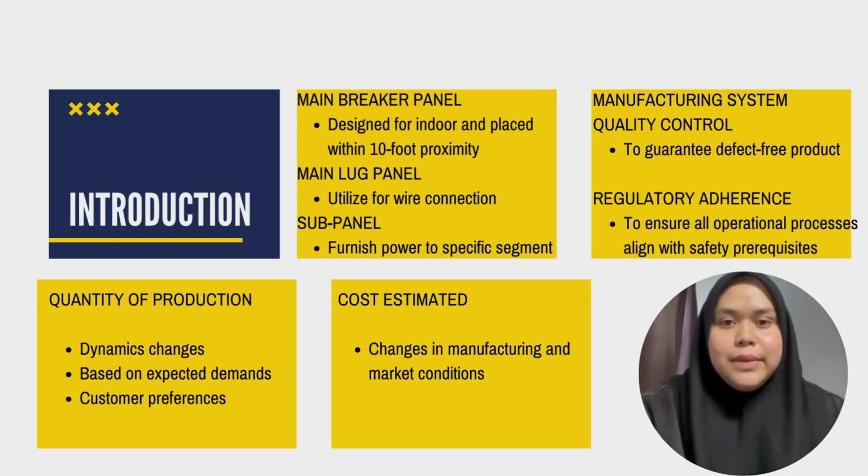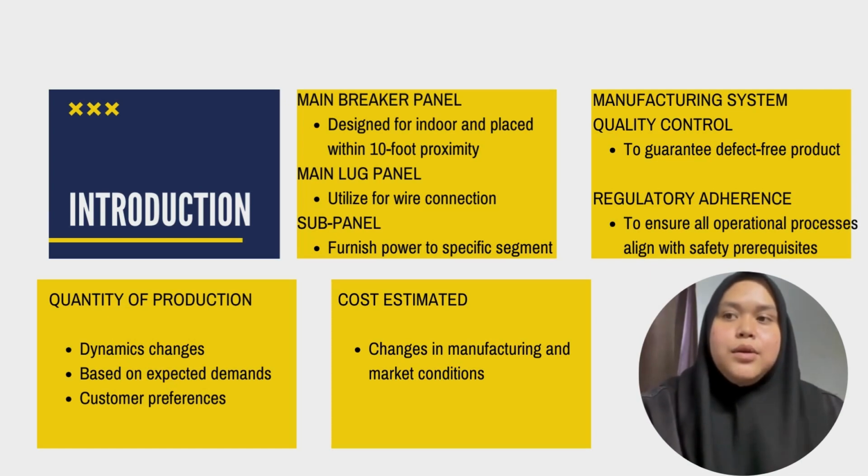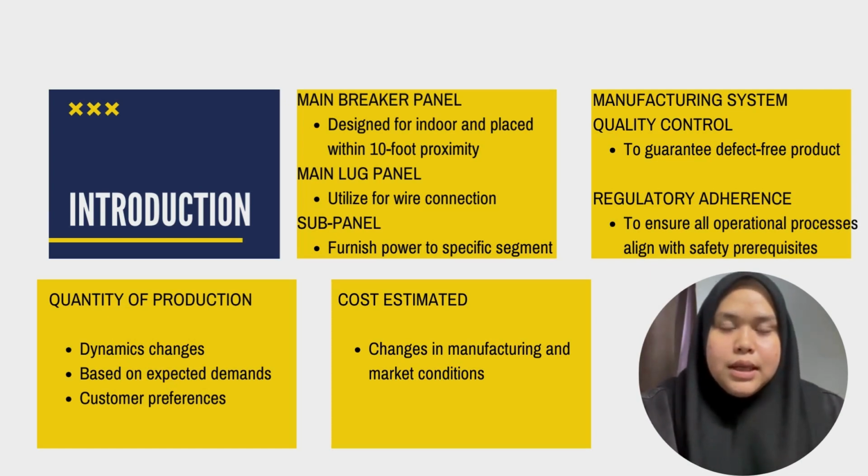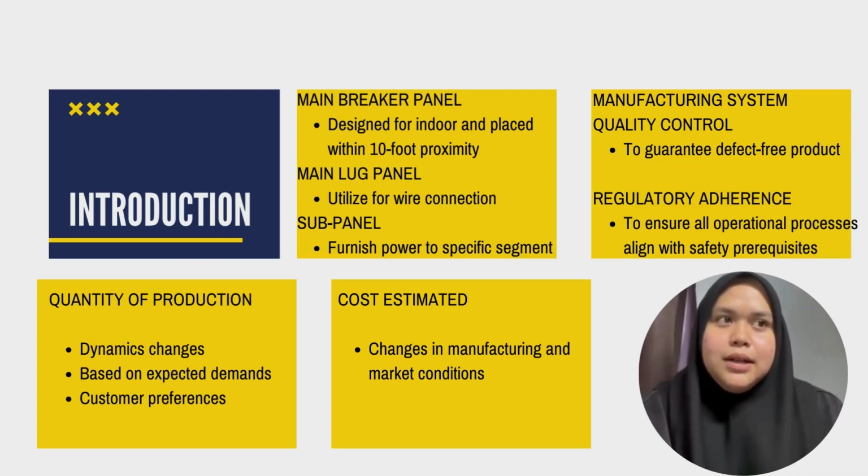The next one is the manufacturing system, where it may encompass aspects like quality control measures to guarantee a defect-free product, and also regulatory adherence to ensure all operational processes meet the safety requirements.